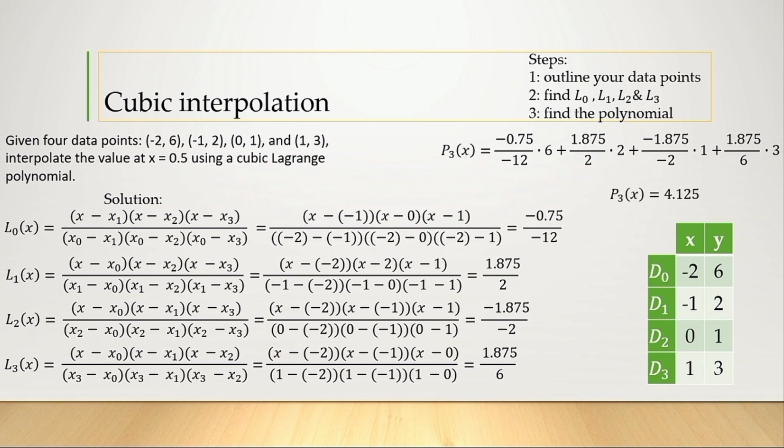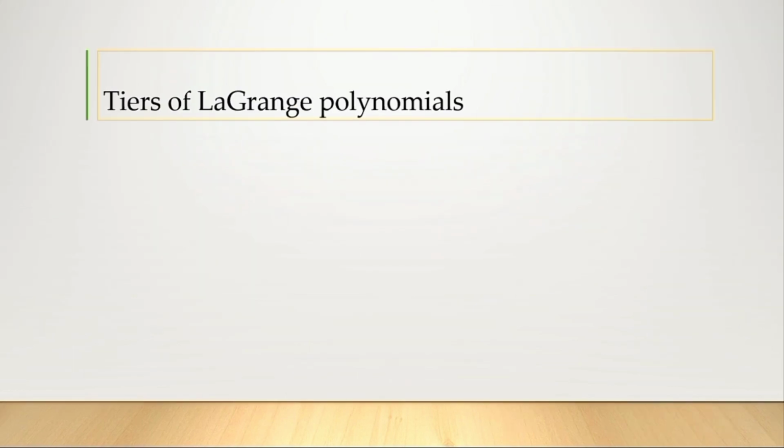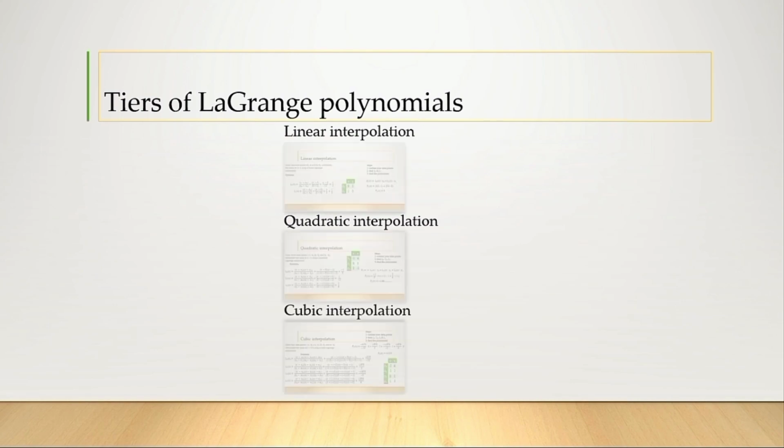And basically, that's it with Lagrange polynomials. When it comes to this, you have 3 steps. First things first, you collect your data points. Second, you find L0 all the way up to Ln. And third, you find the polynomial. And yeah, this was a really short video.